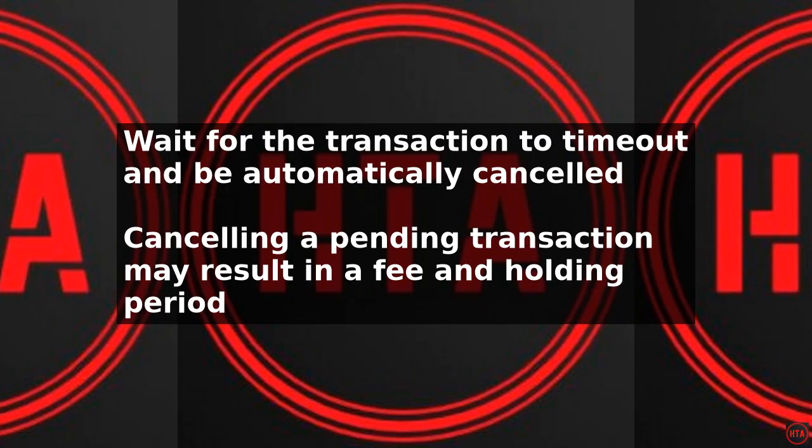Make sure the recipient address is correct, and the amount is accurate. Additionally, consider using a smaller test transaction to ensure the transfer is working correctly before sending a larger amount.